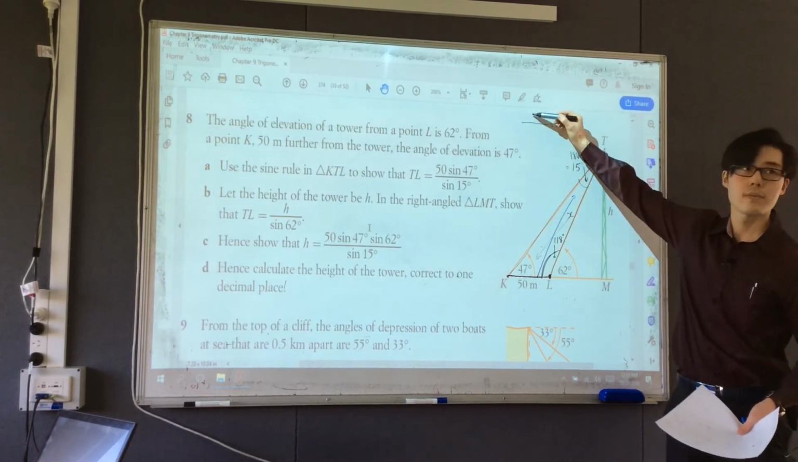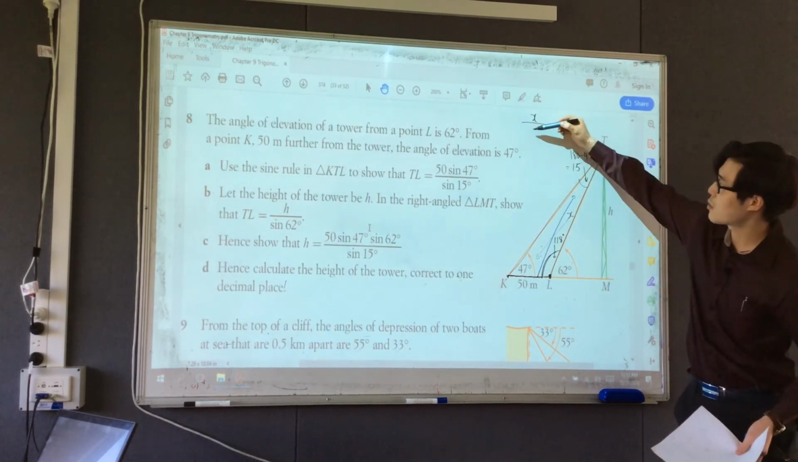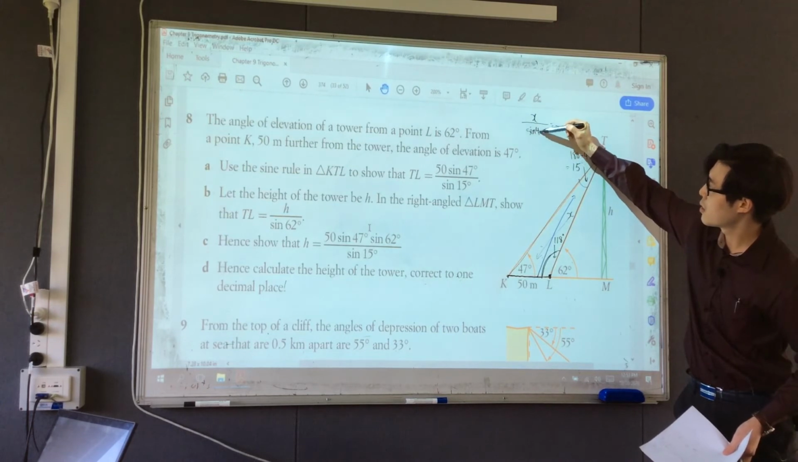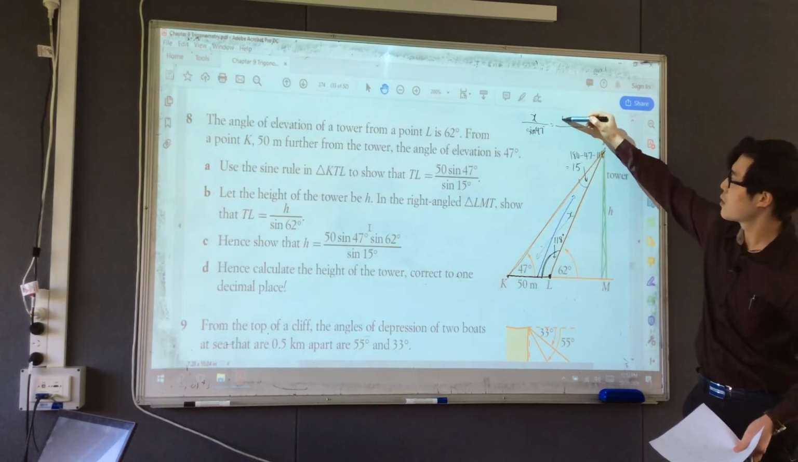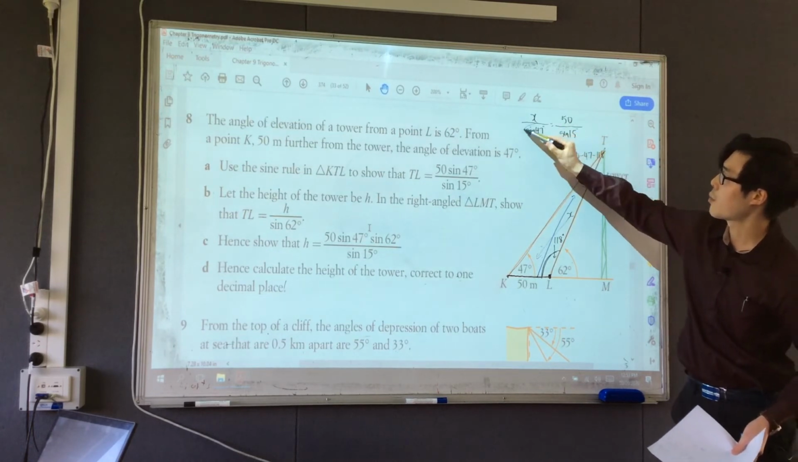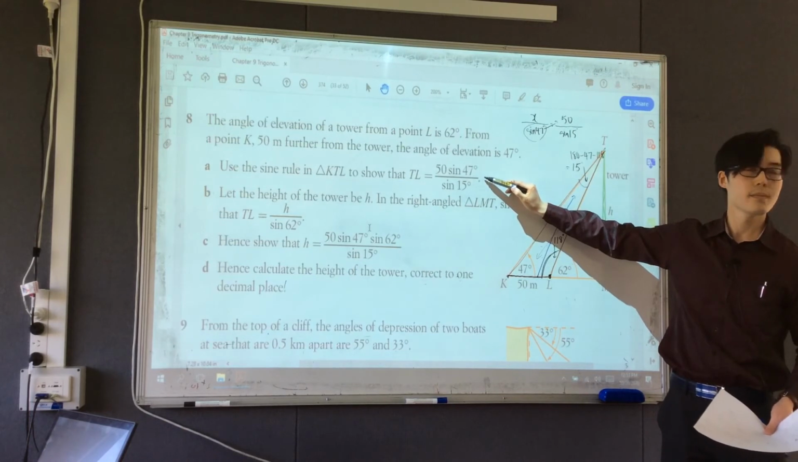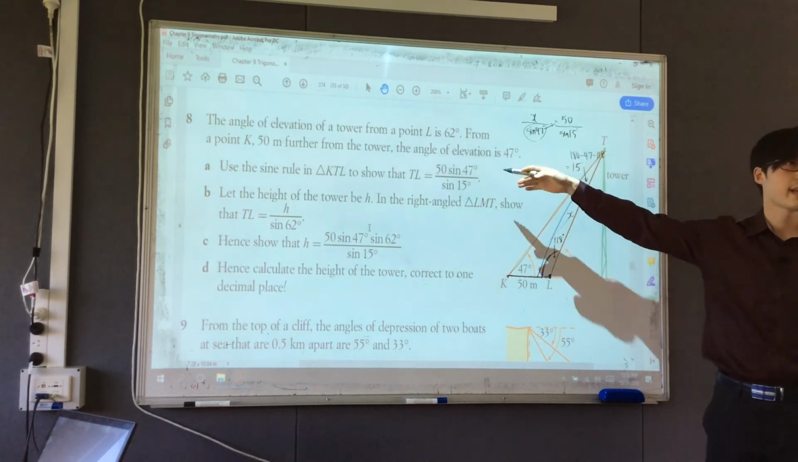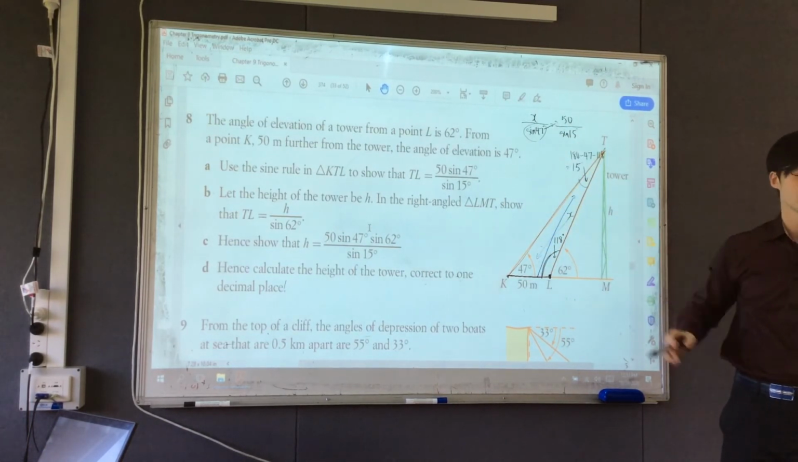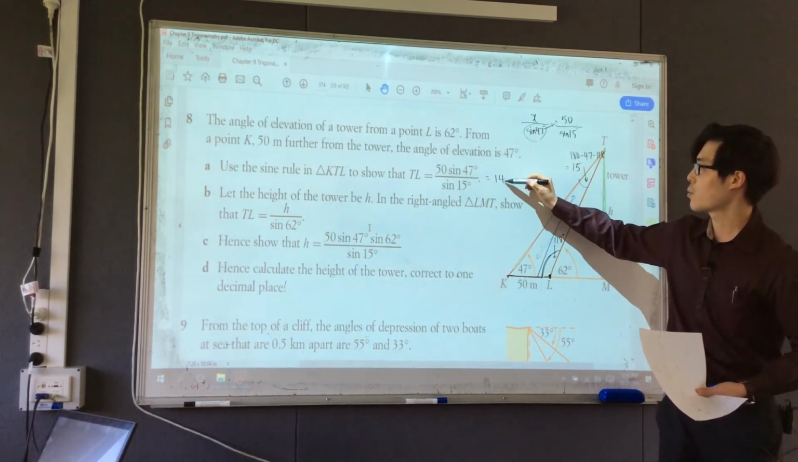What am I writing on top? What are we looking for? x, which is related to 47. Then 50 over sine 15. Can you see that if I now multiply that across, I'll get that expression? I'll write that after, but to save space, I won't. You know what to do. It's 141.3.